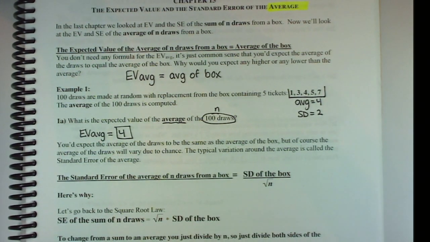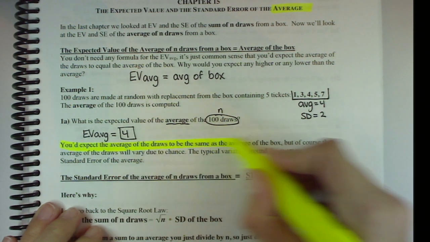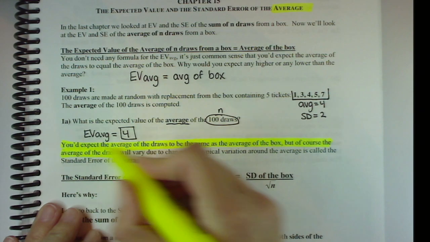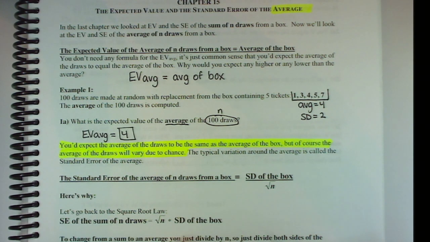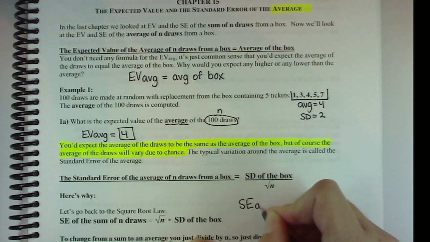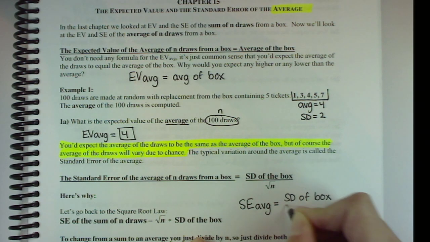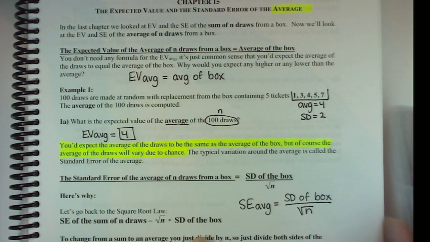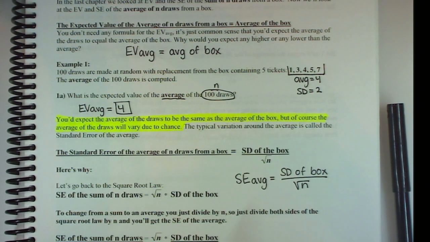The standard error for the average: it says that we'd expect the average of the draws to be the same as the average of the box. But of course, there is going to be some variation. We won't get that every single time because we're dealing with random variables and chance. So we'd have to figure out the standard error for the average. And I just like to write these. The standard error for the average is the SD of the box divided by the square root of n. So it's like the standard error for the sum, but instead of multiplying, we're dividing.